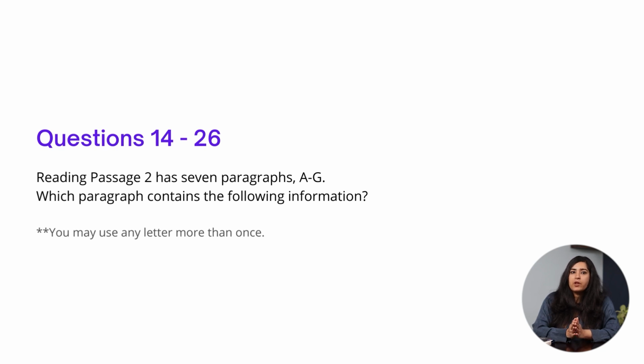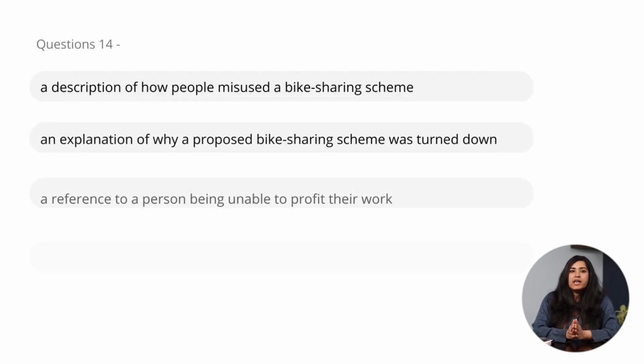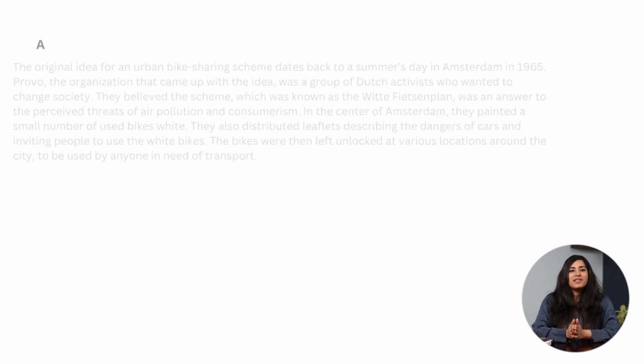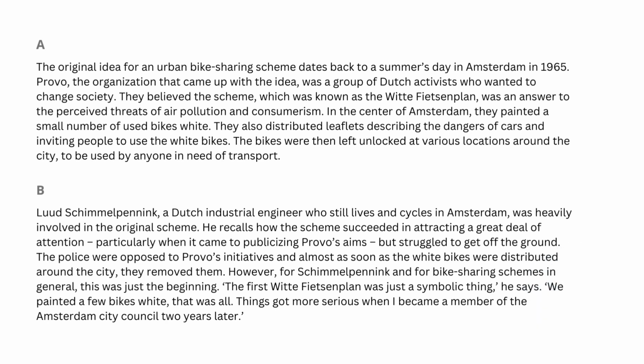Which paragraph contains the following information? Note, you may use any letter more than once. The questions are as follows. Number 14, a description of how people misused a bike sharing scheme. An explanation of why a proposed bike sharing scheme was turned down. A reference to a person being unable to profit from their work. An explanation of the potential savings a bike sharing scheme would bring. And number 18, a reference to the problems a bike sharing scheme was intended to solve. You can take a few moments to go through the paragraphs.